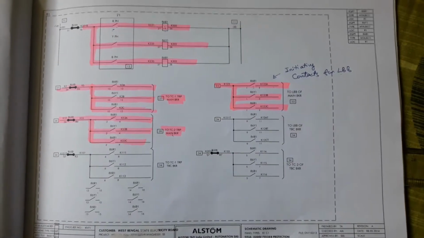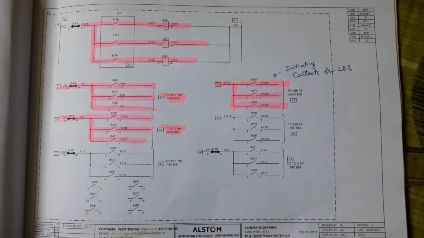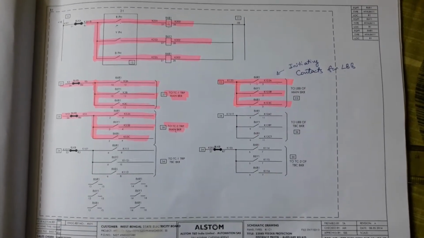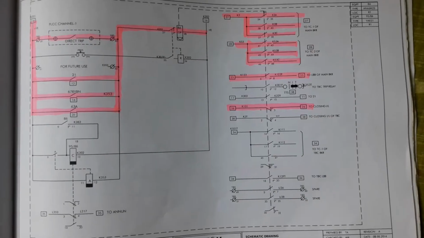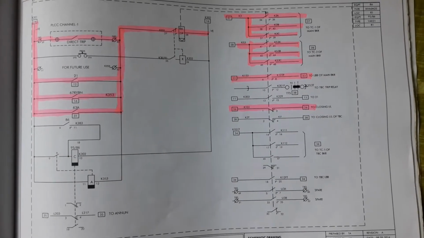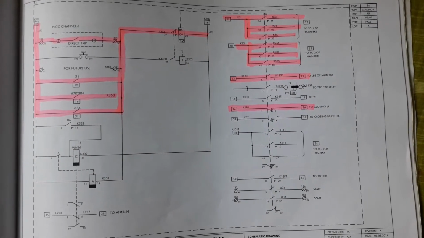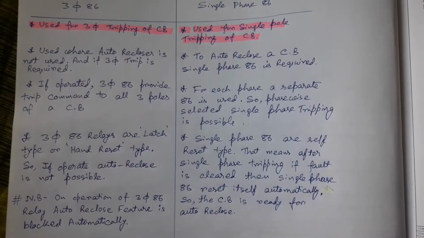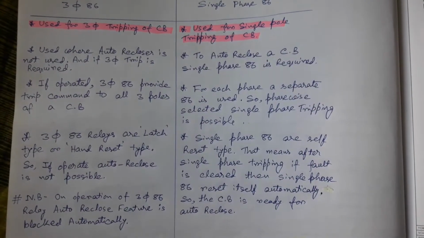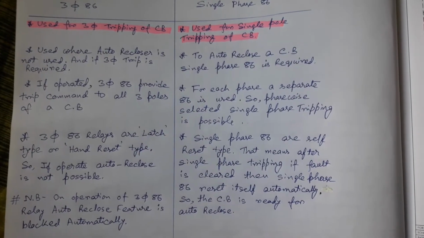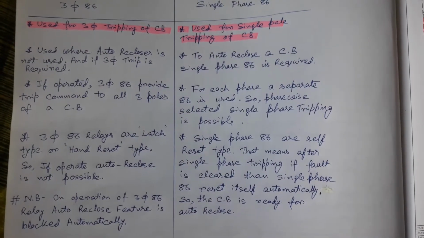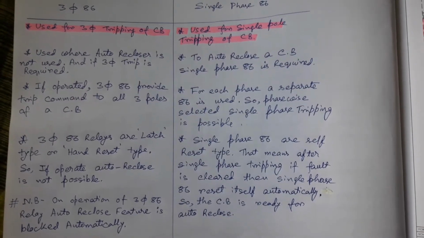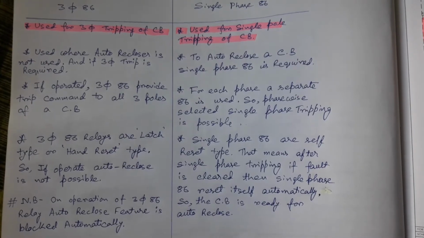In this video, we will discuss the difference and utilization of single-phase and three-phase 86 or master trip relay. Three-phase 86 relays are used to trip all three poles of a circuit breaker simultaneously. If we require an auto reclose feature in the circuit breaker, then single-phase 86 is required. Whereas if we do not need auto reclose features, then three-phase 86 relays are needed.